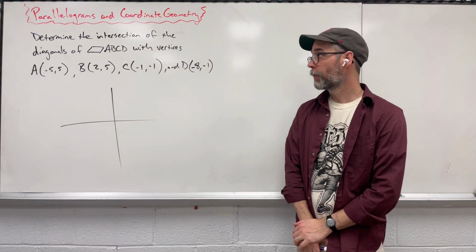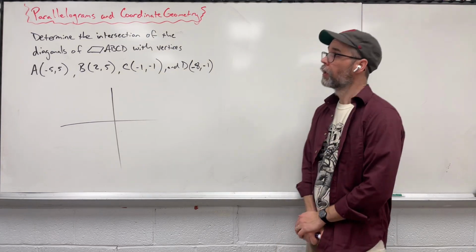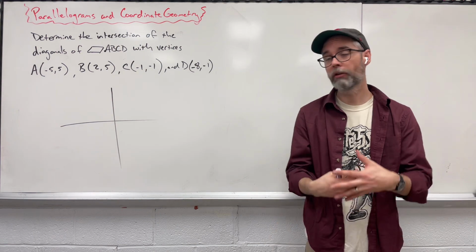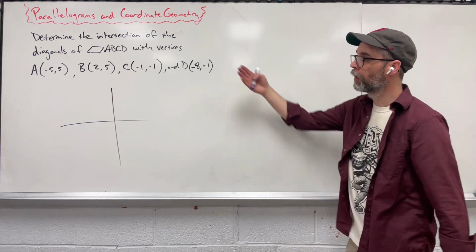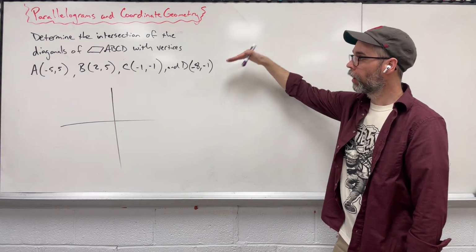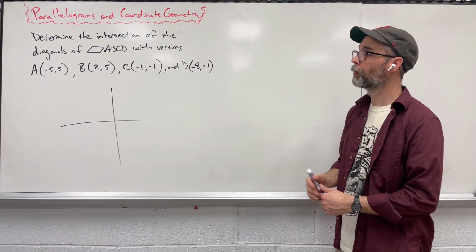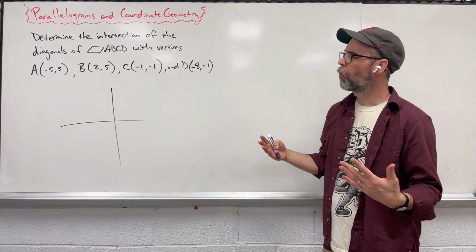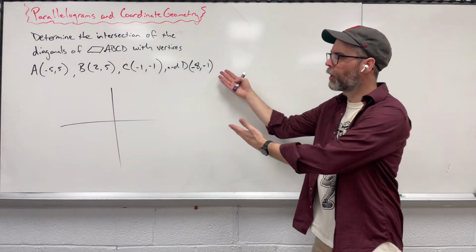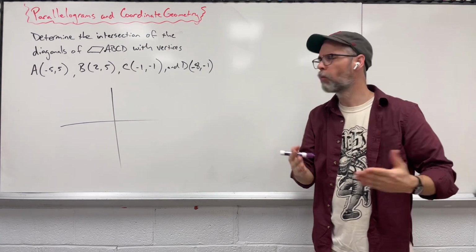Hi, today we're going to look at parallelograms and using coordinate geometry to help figure out where the intersection of two diagonals meet within a parallelogram. So here we have four coordinates, four vertices of a parallelogram. We want to figure out if we draw that picture in the diagonals, where do they all meet?